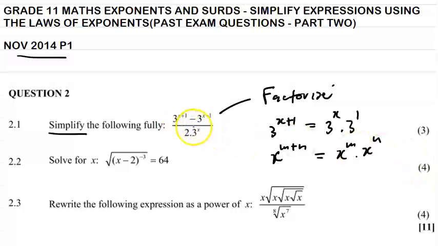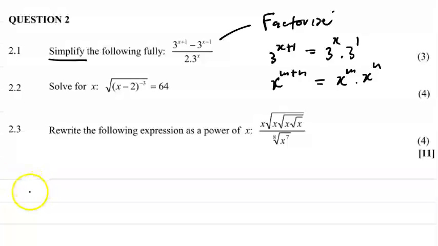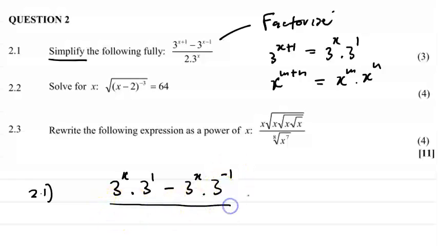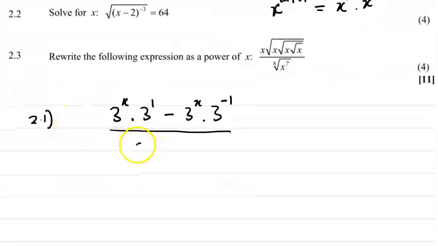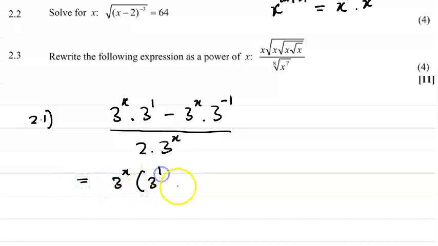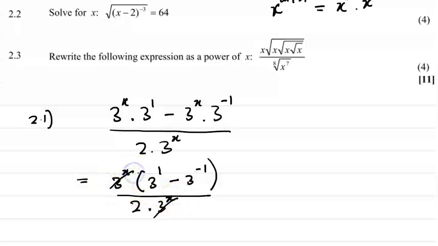Once we do that, you'll be able to see that we can remove 3 to the x as a common factor. So for 2.1, we're going to have 3 to the x times 3 to the 1 minus 3 to the x times 3 to the minus 1 all over 2 times 3 to the x. We can remove 3 to the x as a common factor. We're left with 3 to the 1 minus 3 to the minus 1 all over 2 times 3 to the x. 3 to the x cancels with 3 to the x.